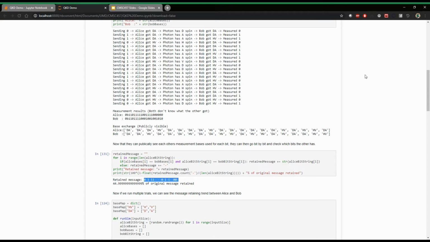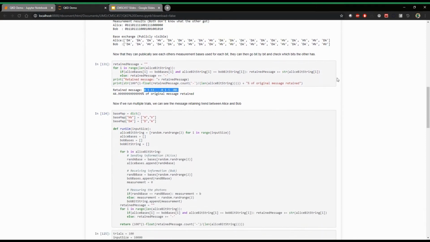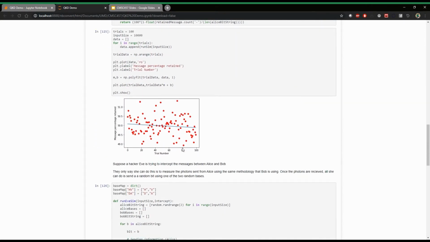Now, if we run multiple trials, we can see the message trend between Bob and Alice. This graph here shows 100 trials, each with a 10,000 bit string. As you can see, the data falls between 49 and about 52% of message retention, meaning that about half the message is retained.